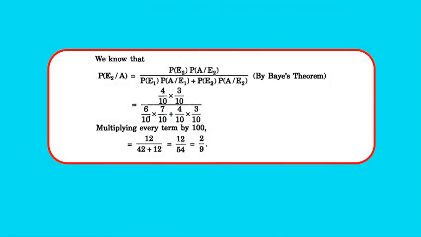So using Bayes theorem, we have P(E2 by A) equals P(E2) into P(A by E2) upon P(E1) P(A by E1) plus P(E2) P(A by E2). So putting the values, we get 4 upon 10 into 3 upon 10 divided by 6 upon 10 into 7 upon 10 plus 4 upon 10 into 3 upon 10. So calculating, we get the required probability as 2 upon 9. Clear? So pause and note down the solution.